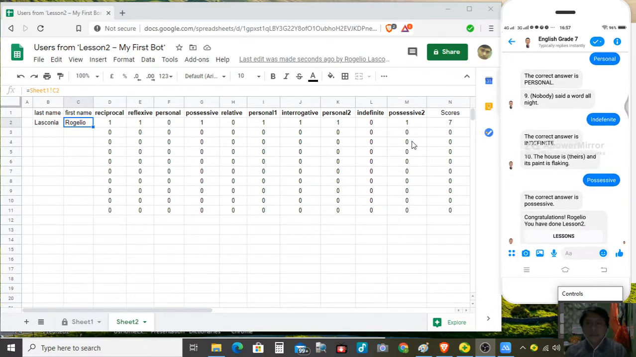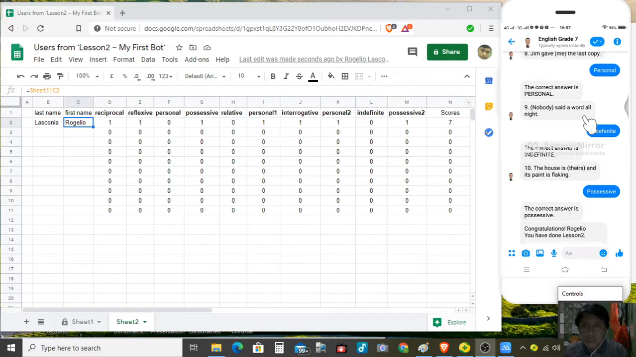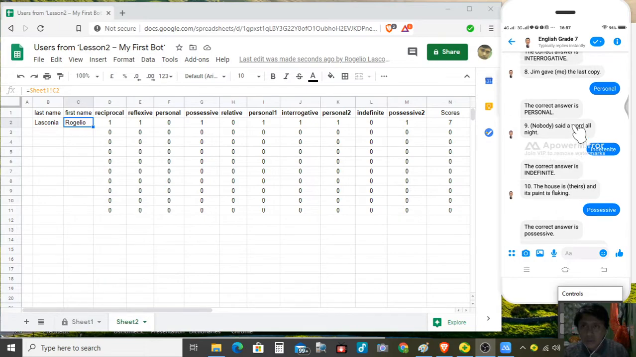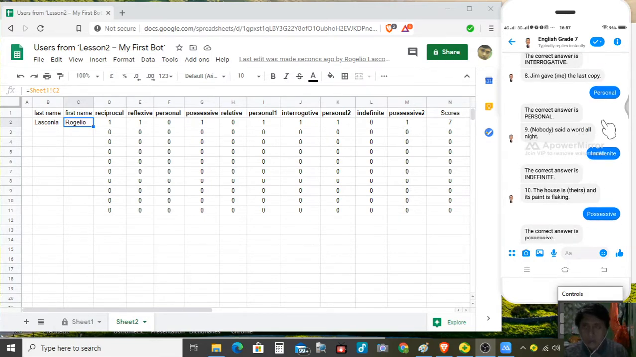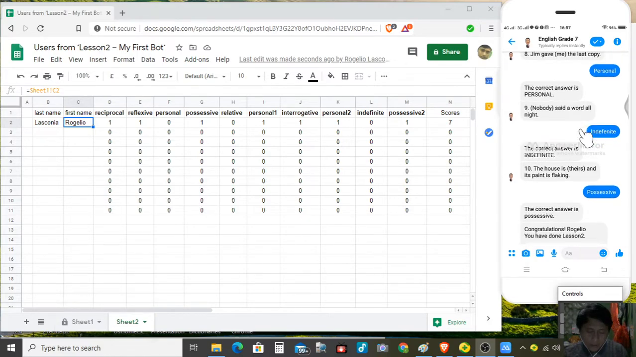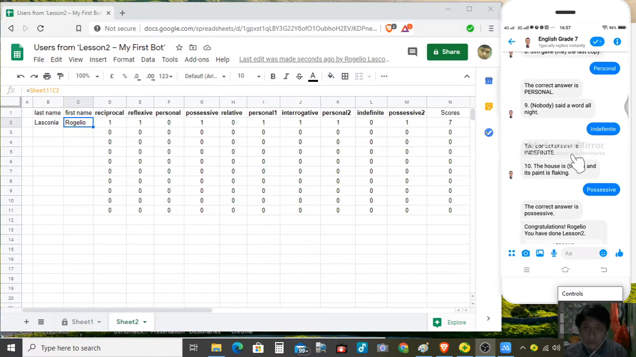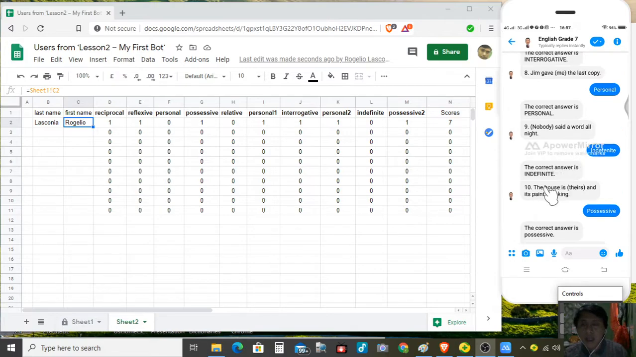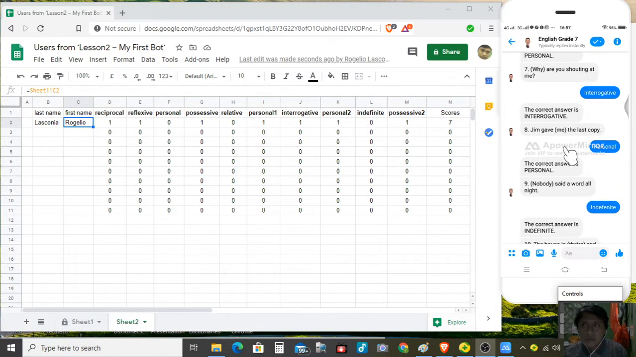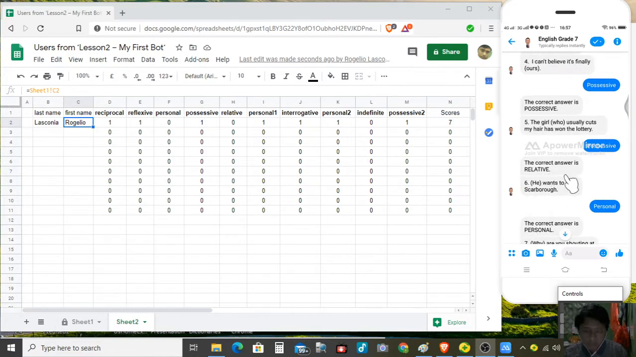We're going to have our lesson 2. So we're going to improve the lesson 2. In lesson 2, it's about pronouns. As I recall, in lesson 1, we did the kinds of nouns. In this case, we'll improve the lesson 2 block about the kinds of pronouns.